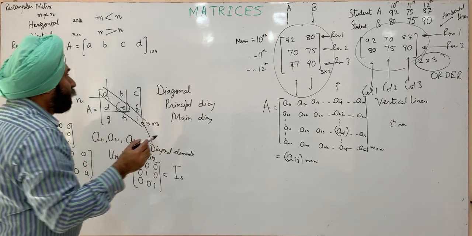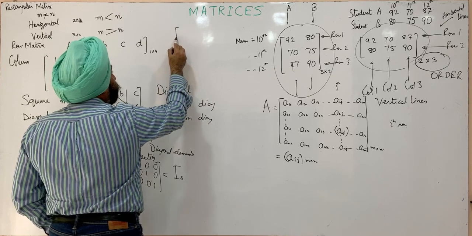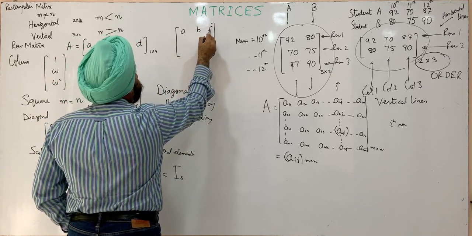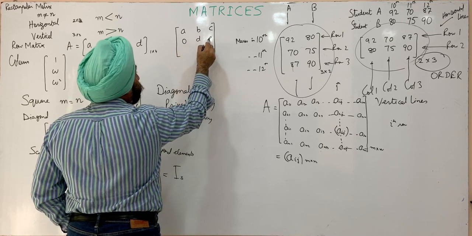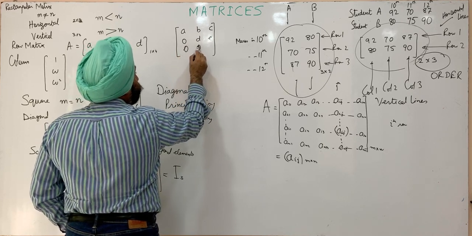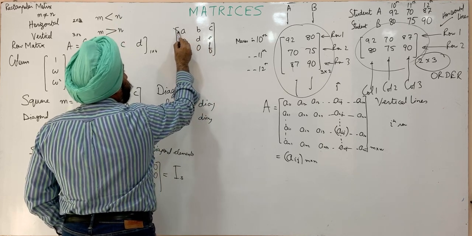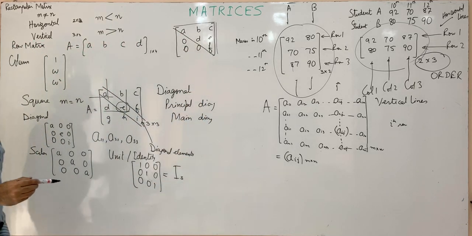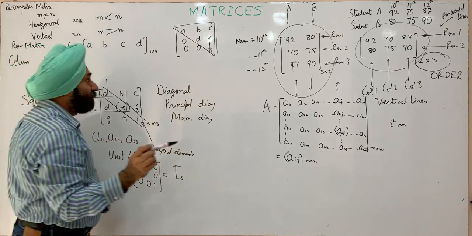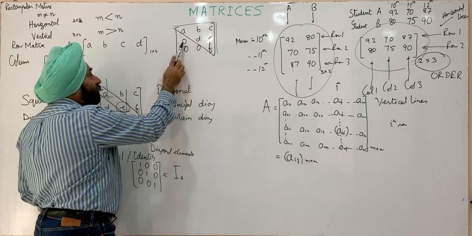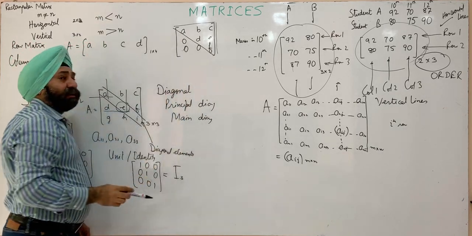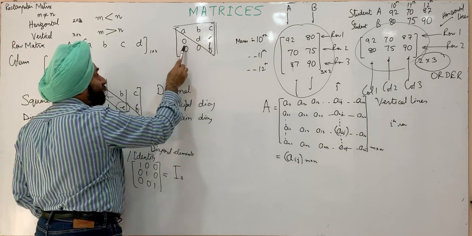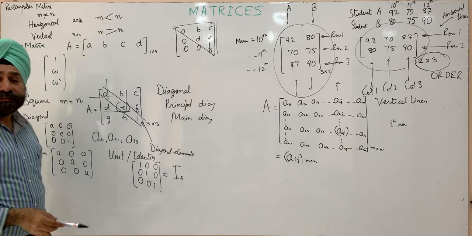Next, we have the upper triangular matrix. This is A, B, C, let's say 0, D, E, 0, 0 and this is F. So the principal diagonal and above that we have a triangle, it's an upper triangular matrix. The necessary condition is that elements below the diagonal are zeros. We may have zeros here, but these are necessarily zeros.